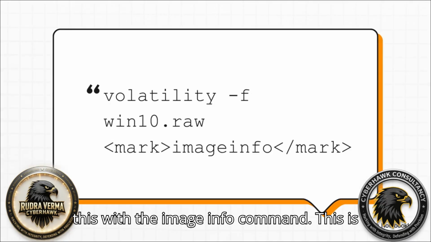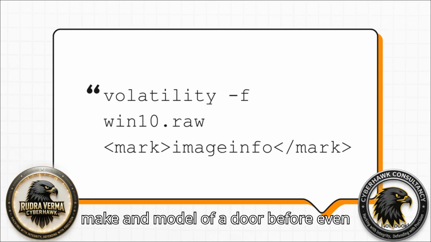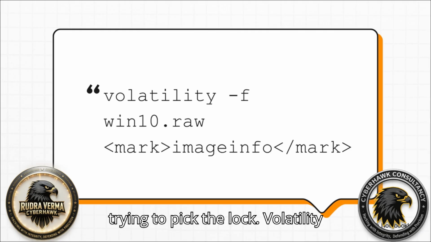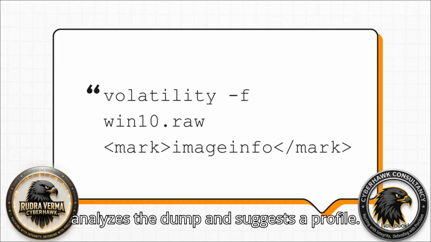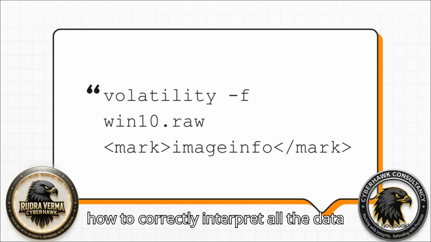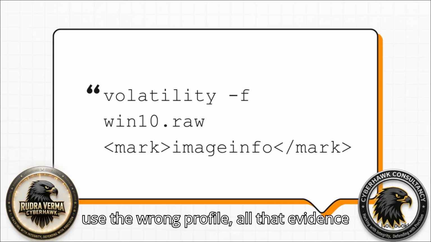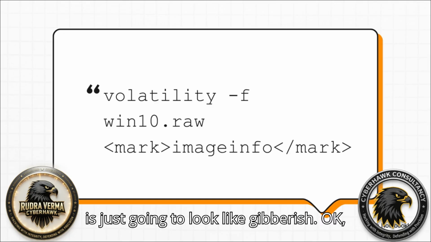We do this with the imageinfo command. This is kind of like a detective identifying the make and model of a door before even trying to pick the lock. Volatility analyzes the dump and suggests a profile. It's basically a blueprint that tells it how to correctly interpret all the data for that specific operating system. If we use the wrong profile, all that evidence is just going to look like gibberish.